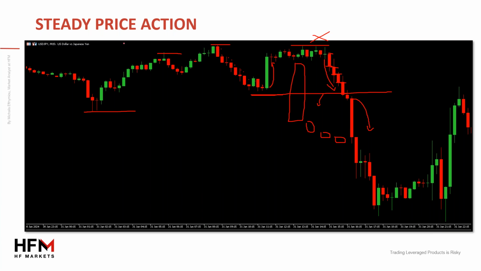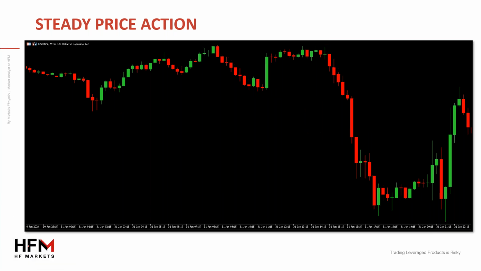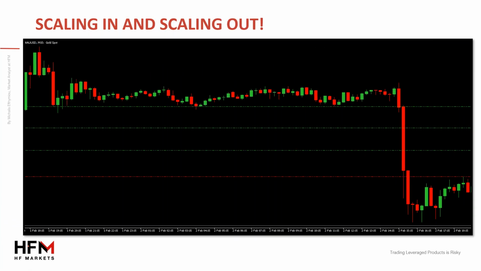So this is the first thing, steady price action. Now, that alone is not going to save you, but this is one very basic thing to keep in mind. The next thing, this is scaling in and not scaling out. I will give you an example of also scaling out as well.